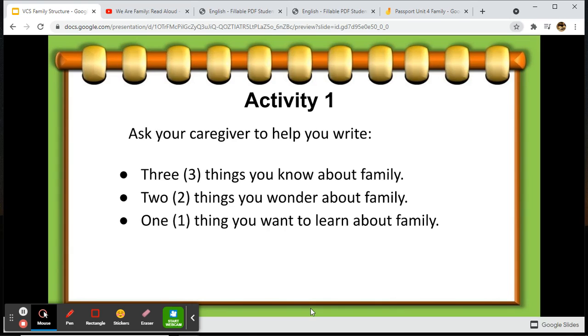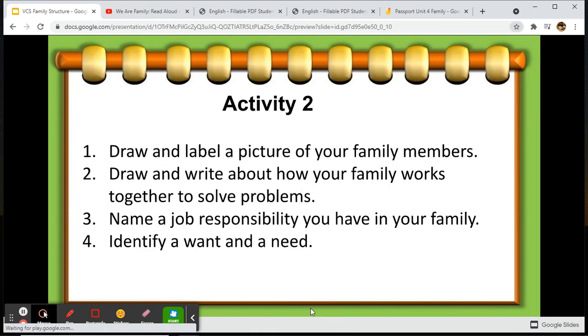Activity 1. Here, the Passport for Social Studies curriculum calls for the students to ask a caregiver to help them write 3 things you know about family, 2 things you wonder about family, 1 thing you want to learn about family. The second activity calls for students to draw and label a picture of their family members, draw and write about how their family works to solve problems, name a job responsibility they have in their family, and identify a want and a need.